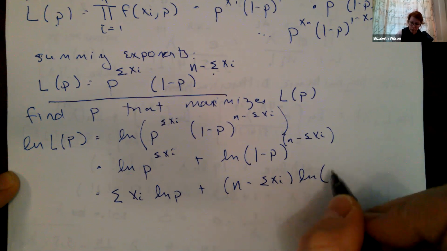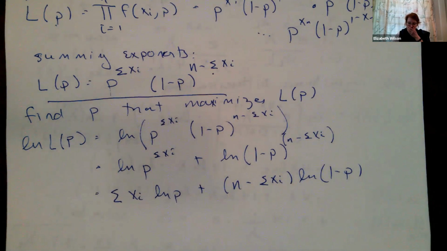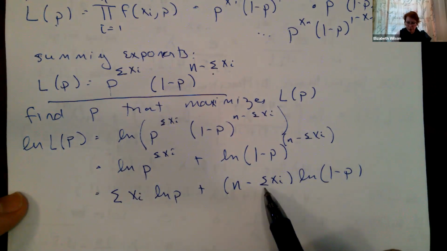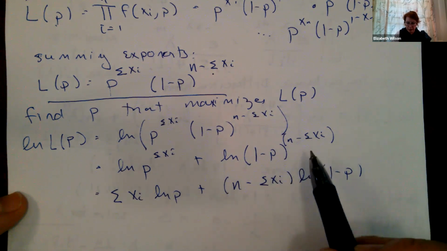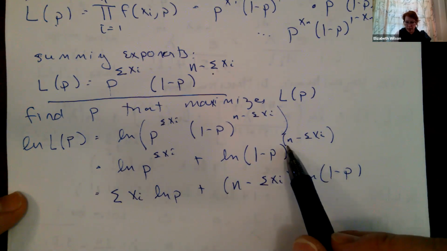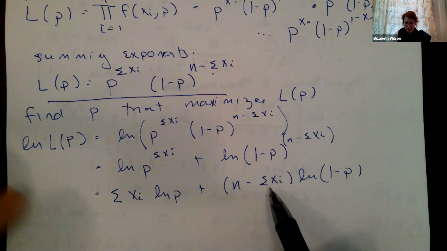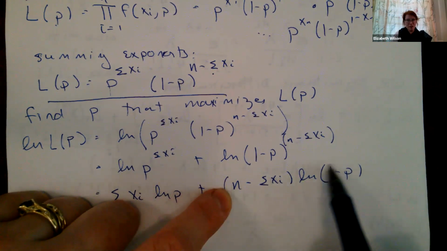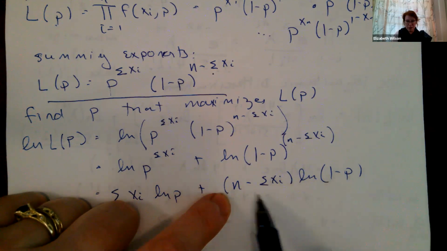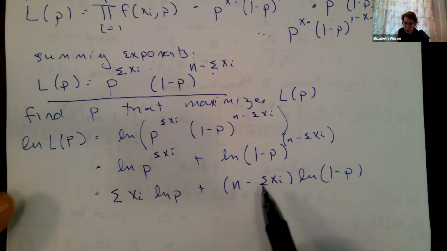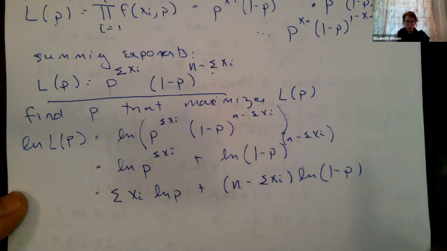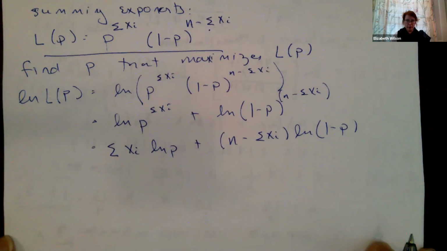Natural log of 1 minus P. Be careful. People do all this stuff really nicely and beautifully, and then they forget to put parentheses around the n minus the sum of x sub i. And they go n minus the sum of x sub i, and then they forget that this n is actually attached to the natural log of 1 minus P, and they think it's just kind of floating on its own. So put parentheses around your exponent terms so that you don't lose track of them.